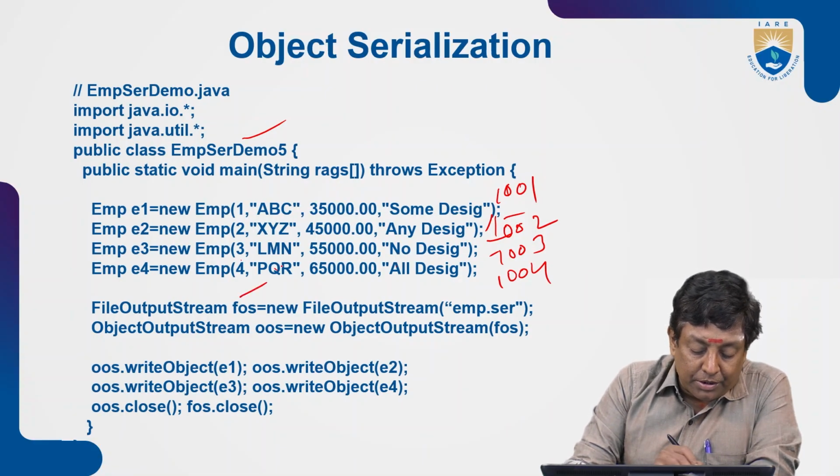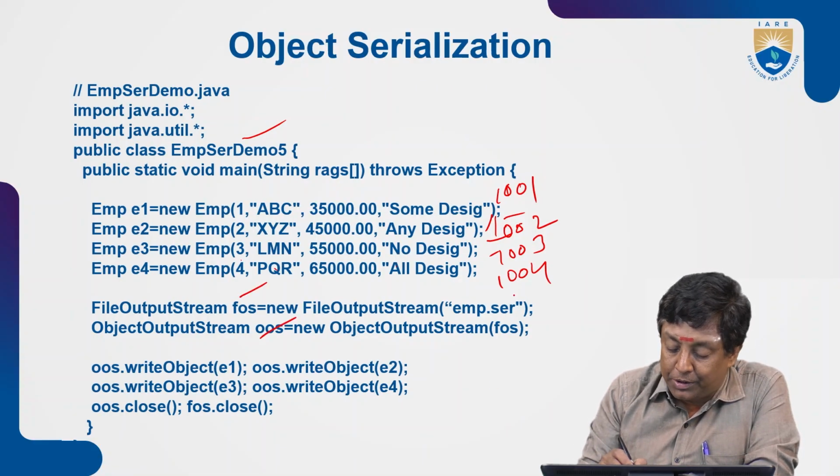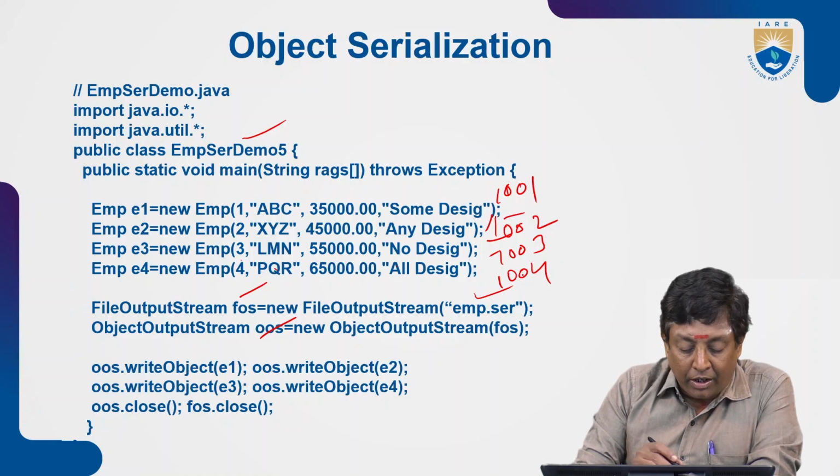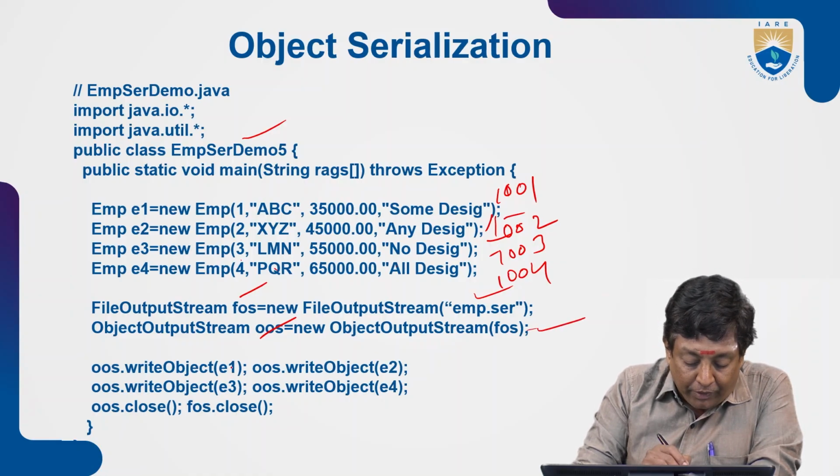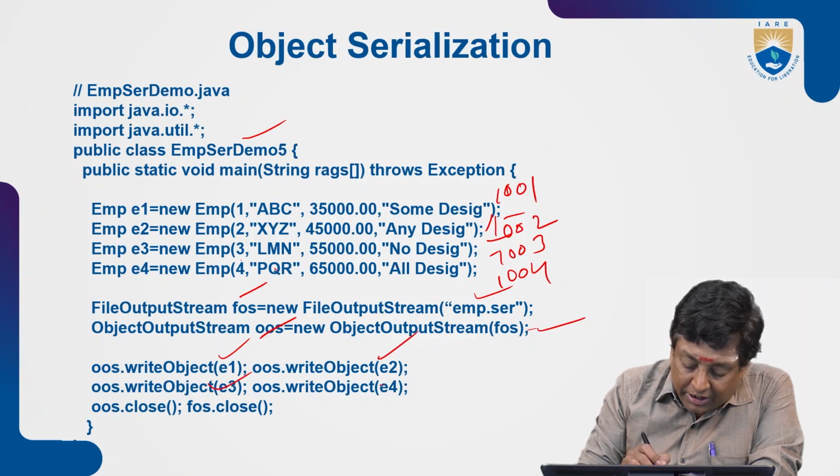I created one FileOutputStream and ObjectOutputStream. FileOutputStream is pointing to the employee.serializable file. FileOutputStream is given to ObjectOutputStream. So objectOutputStream.writeObject is called, and each object is given here. Here the serialization is taking place.